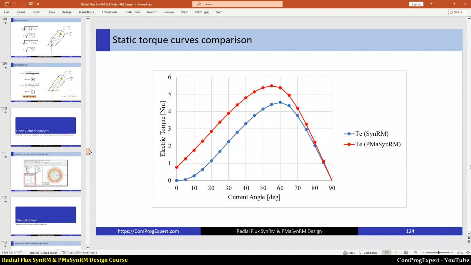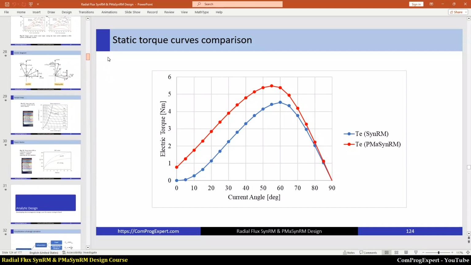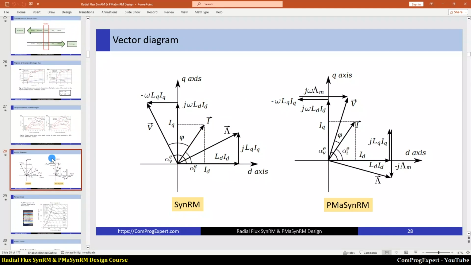Anyway, later we will discuss and calculate these graphs in the software. Here you can see the vector diagram of the synchronous reluctance motor and PM assisted motor. The vector diagram is important.